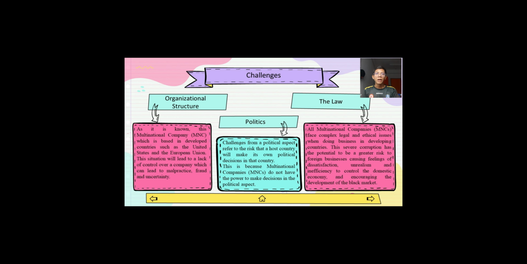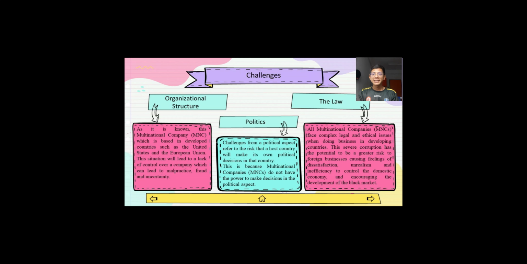As is known, this is multinational company which is based in developed countries such as the United States and the European Union. This situation will lead to lack of control over company which can lead to malpractice, fraud and uncertainty. This is due to lack of control. This lack of control is also due to the factor of time difference and distance between branches. There are four structural divisions in the organizational structure. First is functional structure, product structure, and regional structure, and matrix structure.